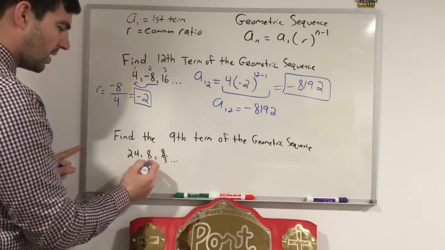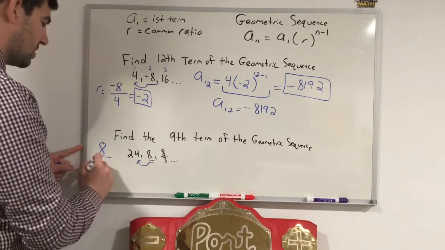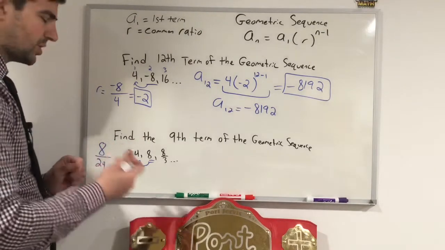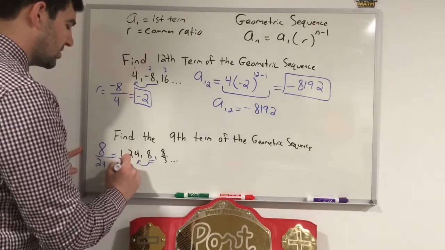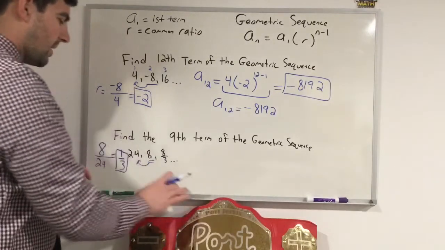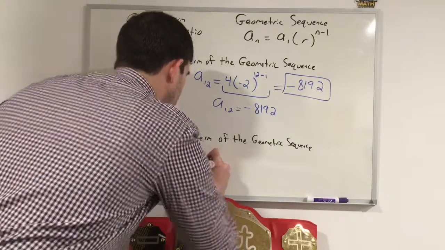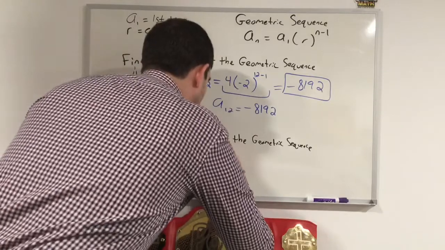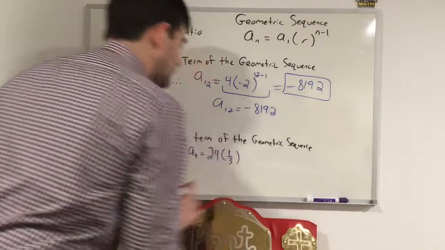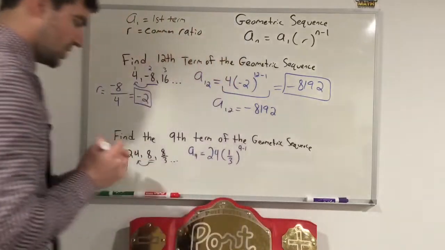Off to the side, I'm going to pick any term I want. I'll pick the second term and divide it by the previous term, 24. Yes, I get a decimal, but I want to turn it into a fraction, so my common ratio is 1 over 3. Then I plug these into the formula. I'm looking for the 9th term. A sub 1 is 24. My common ratio is 1/3, which means this is getting smaller. And I'm looking for the 9th term, so I'm going to plug in 9 minus 1.